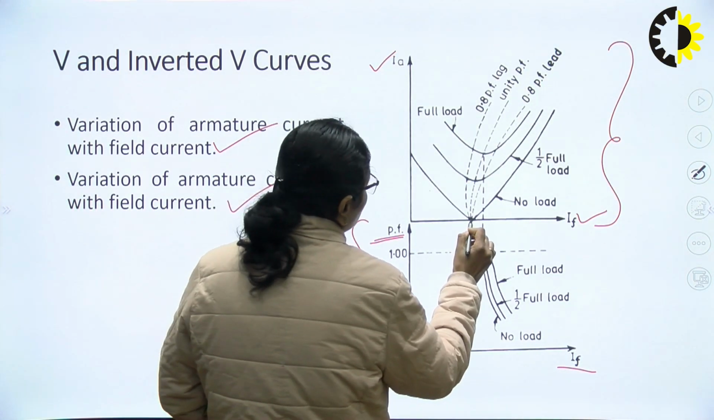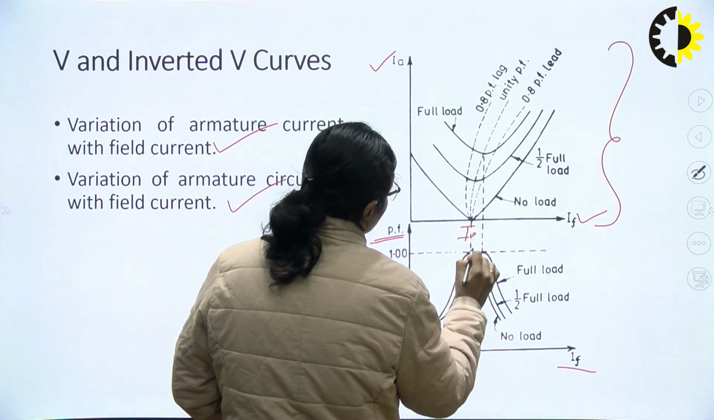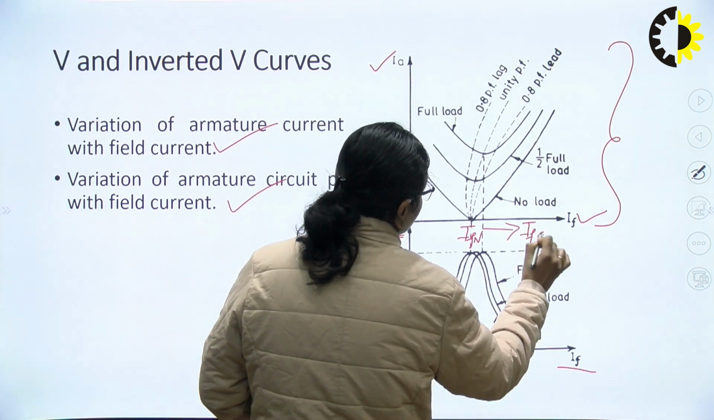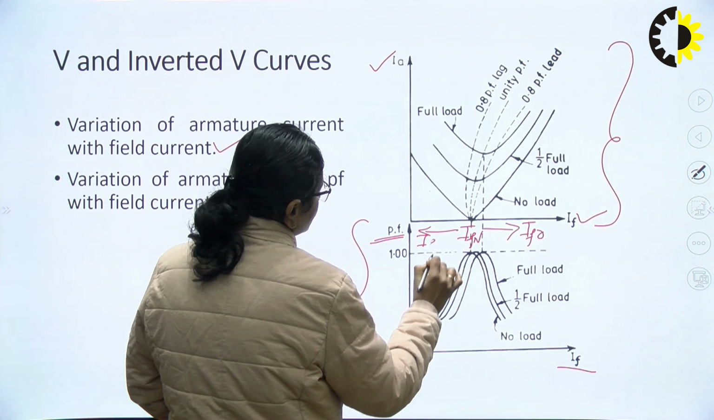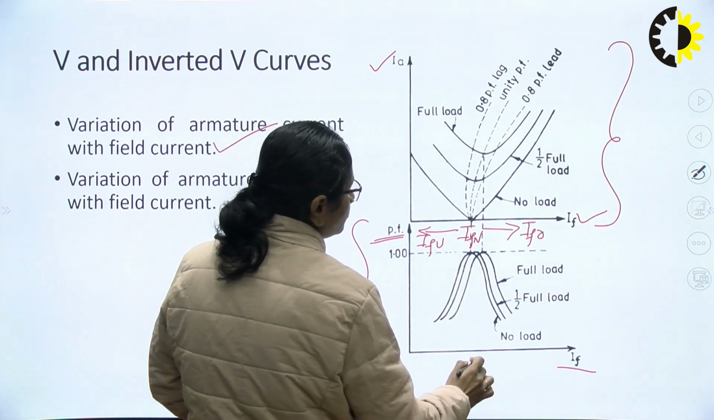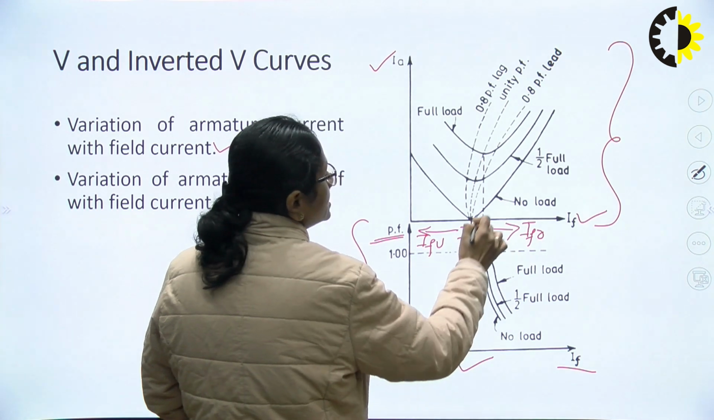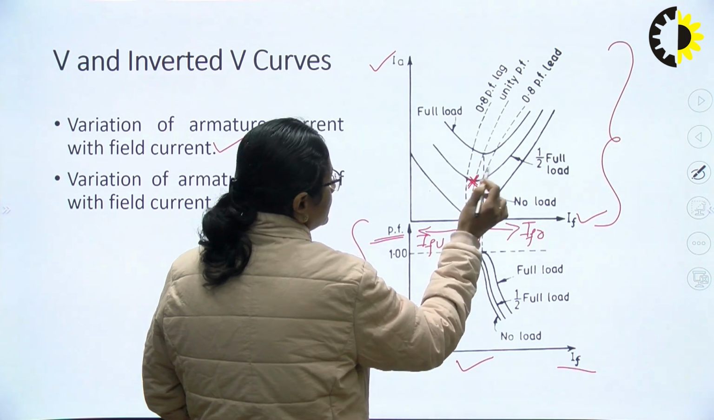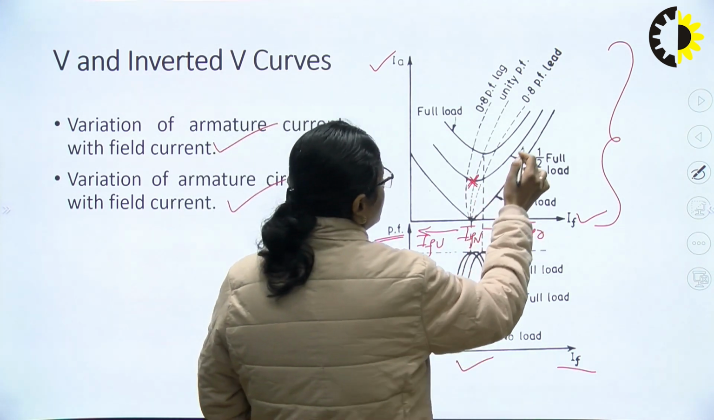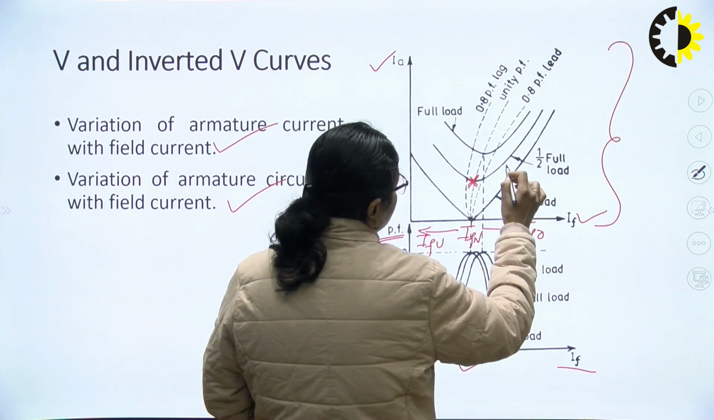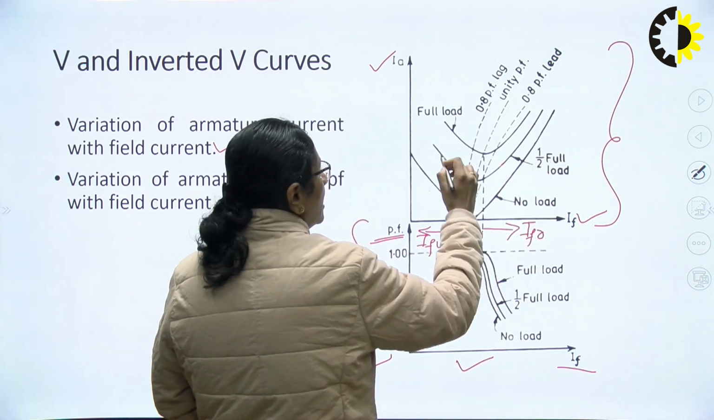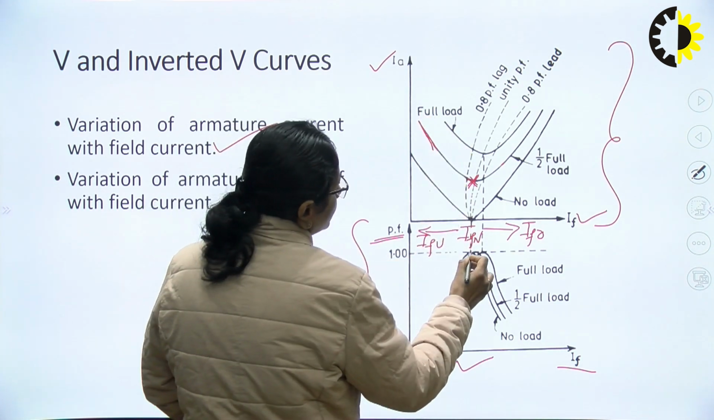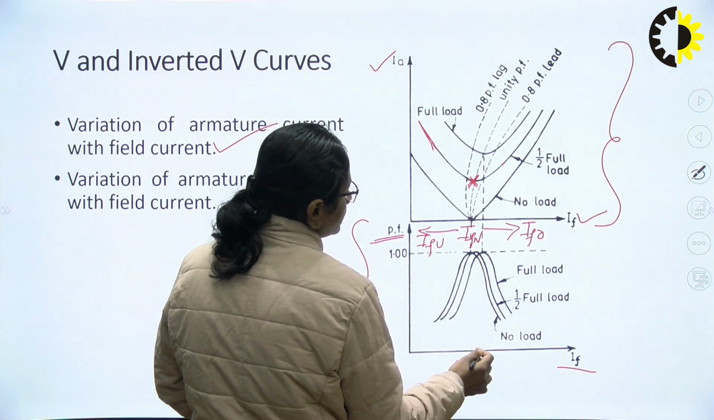You can see this point corresponds to the normal excitation field current. Towards this side, the machine is overexcited. Towards this side, the machine is underexcited. Same holds good for this curve as well. So what you can see over here, under normal excitation, armature current is having minimum value. Beyond this, overexcitation condition gives you an increment in armature current. Underexcitation condition also gives you an increment in the armature current. Likewise, you can see the effect in the power factor too.